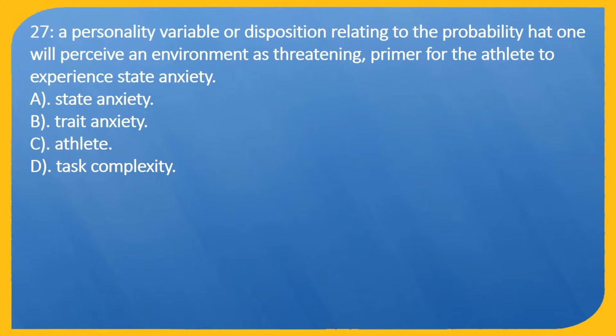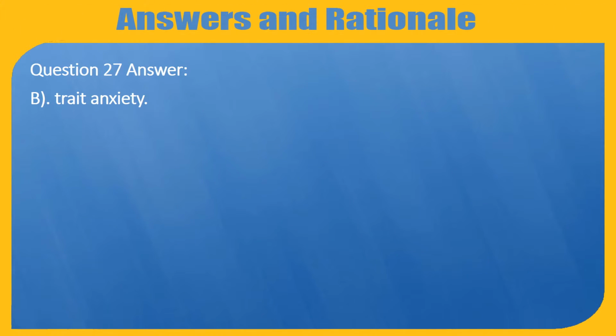Question 27. A personality variable or disposition relating to the probability that one will perceive an environment as threatening, prime for the athlete to experience state anxiety. A. State anxiety. B. Trait anxiety. C. Athlete. D. Task complexity. Question 27. Answer. B. Trait anxiety.